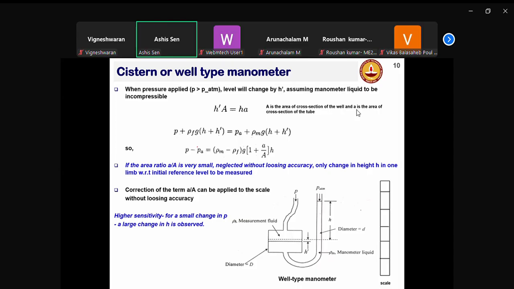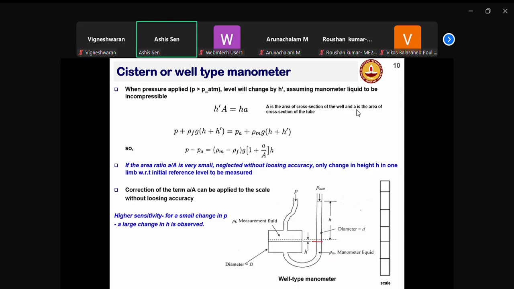Then you do a force balance, the pressure balance. So pressure here, P, plus density of the source fluid into g into H plus H dash will be equal to the atmospheric pressure P_A plus manometric liquid rho m g into H plus H dash. So you're basically equating the pressure at this level.